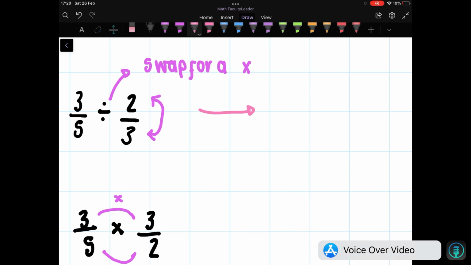Again, to divide two fractions together, we must find the reciprocal of the right-hand fraction.